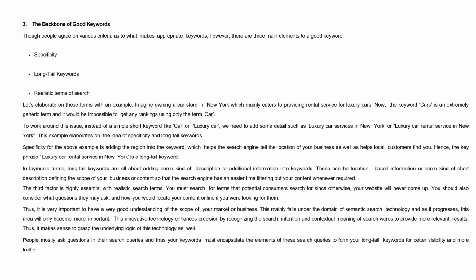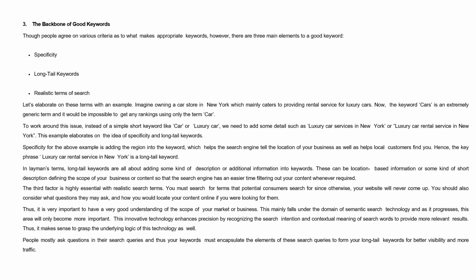The backbone of good keywords. Though people agree on various criteria as to what makes appropriate keywords, there are three main elements to a good keyword: specificity, long tail keywords, and realistic terms of search. Let's elaborate on each term with an example. Imagine owning a car store in New York, which mainly caters to providing rental services for luxury cars.